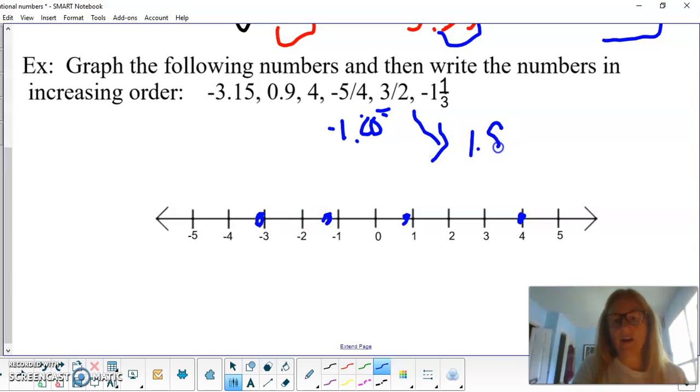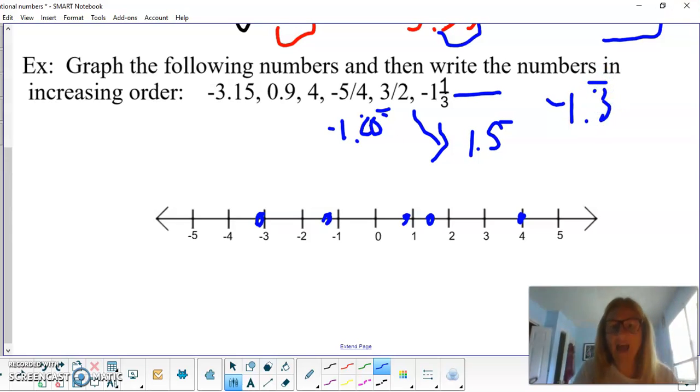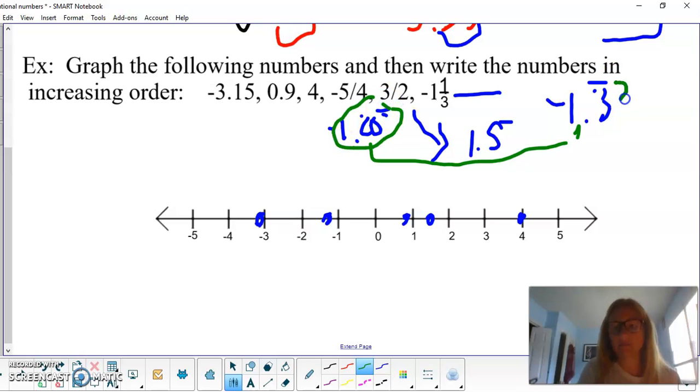That's 1.5 if you plug that in your calculator right here. And then negative, and again, put 1 divided by 3, you get 0.3 repeating. So now these two are really close together. This one is a little smaller because 25 is less than 33. So we're going to make that one about right here. And then you just write them in order from least to greatest. Okay, that's all you have to do.